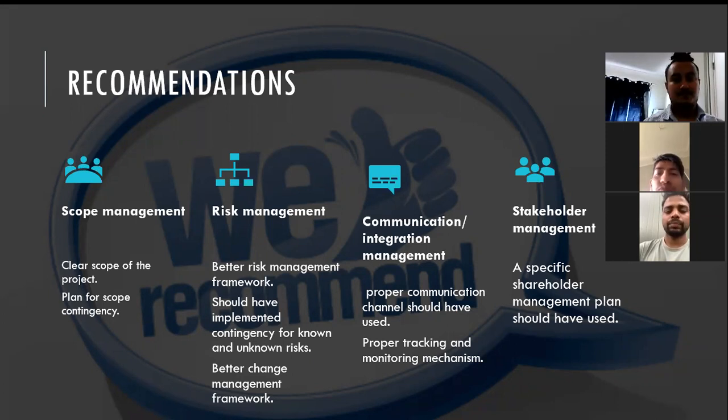For communication management, proper communication could have been done between the stakeholders and the project teams. And for stakeholder management, a specific stakeholder management plan should have been used. In the joint project, there was a communication gap between the board members and, for instance, the IGC and TML. Next slide.